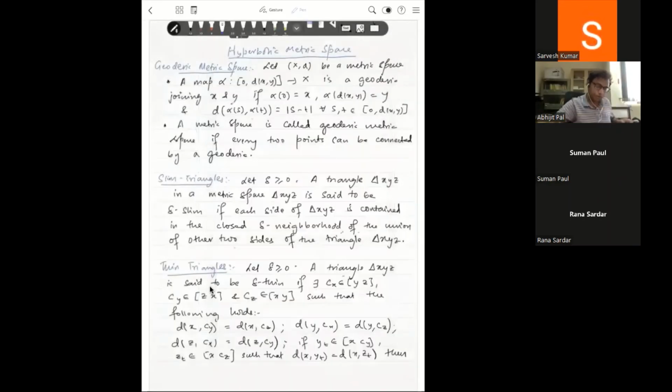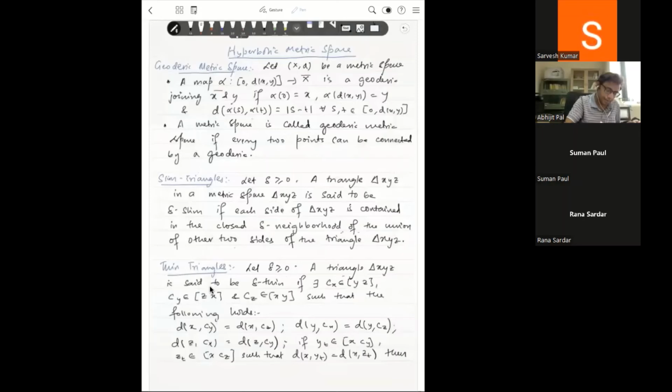Okay, so now we want to define the slim properties and thin properties for a general metric space. So first, let me define what you mean by a geodesic metric space. I'll come to why I have taken this definition. You start with a metric space. So let X be a metric space.